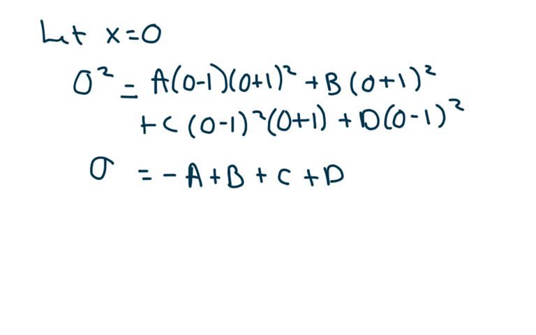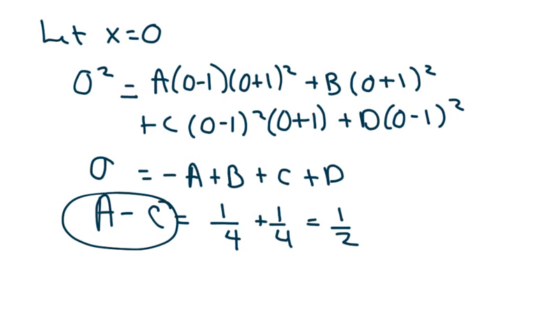Now the problem is we only have B and D. So I'm going to go ahead and move A and C over. So I know A minus C equals 1/4 plus 1/4, which equals 1/2. And that doesn't help me. I still need to know what A and C is. I only know that A minus C equals 1/2.